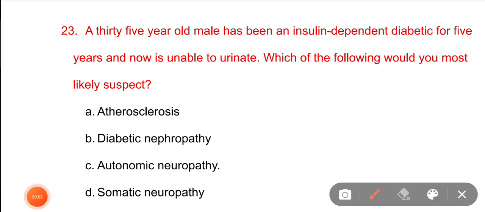The right option is option C. Autonomic neuropathy we can see in the case of a diabetic patient who is also unable to urinate.